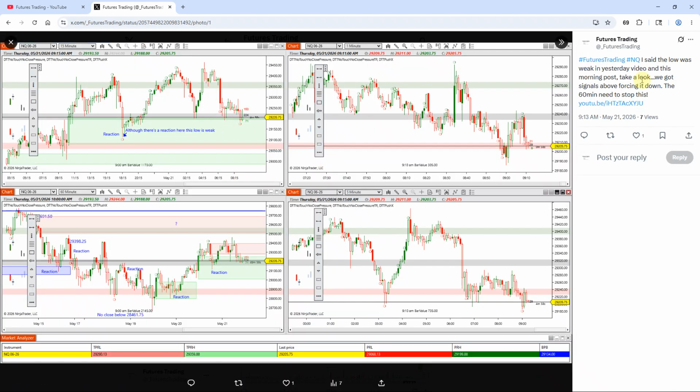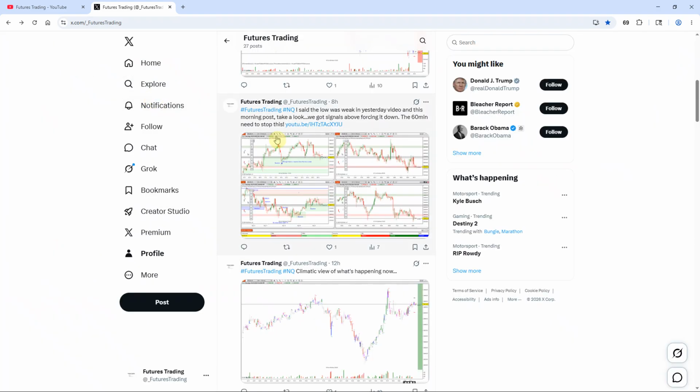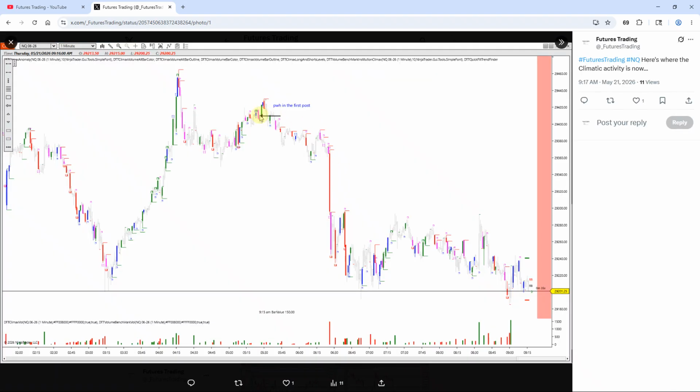They went to the zone. I said the low was weak yesterday, and this morning in this morning's post. Now take a look. We got signals from above forcing it down. The 60-minute needs to stop it because we're heading back into that zone. That's that low I told you guys about yesterday. Now let's go back up here. Based on that snapshot I showed them of that climactic chart, I'm going to show it to you as well. They were here when I had shot that in the first post, and they took off. So that's that climactic activity.